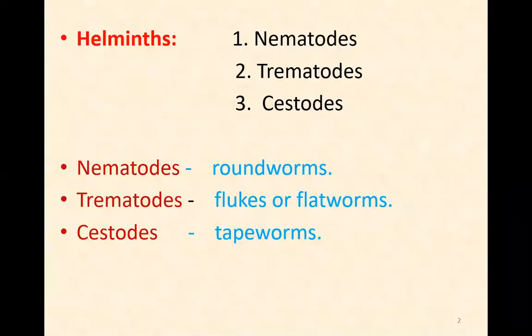Bismillahirrahmanirrahim. Talking about the helminths, they have three classes, namely nematodes, trematodes, and cestodes. Nematodes are long roundworms. Trematodes, being leaf-like, are called flukes or flatworms, while cestodes are long ribbon-like worms called tapeworms.